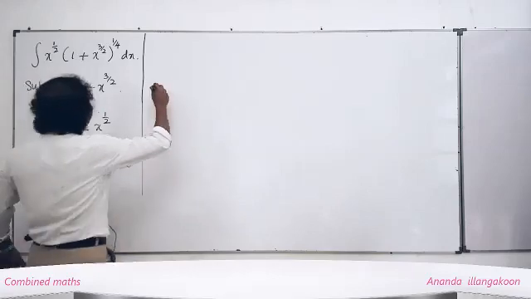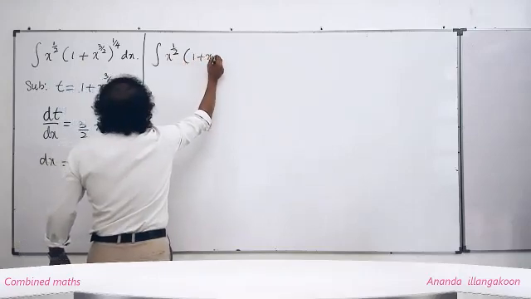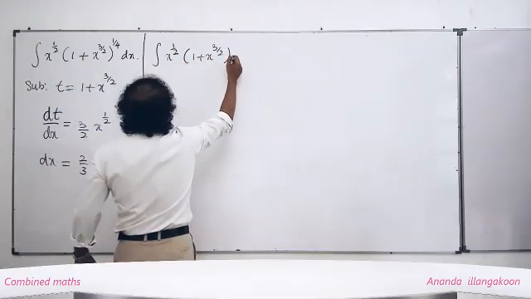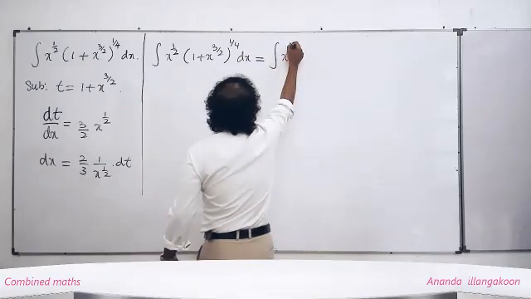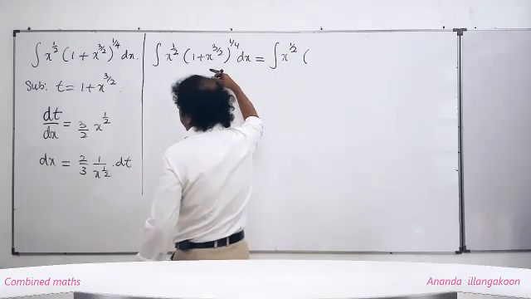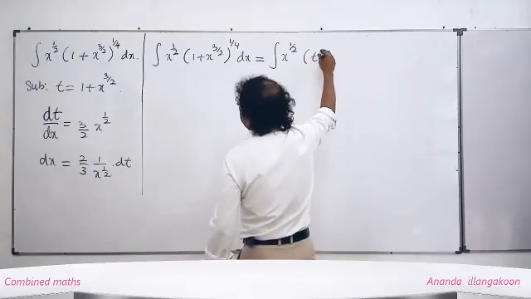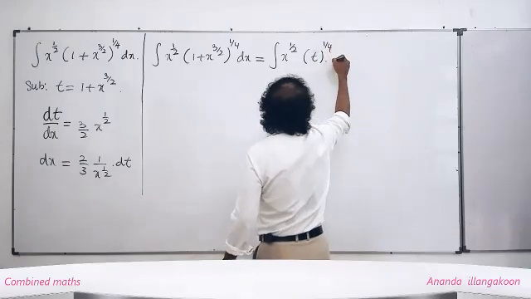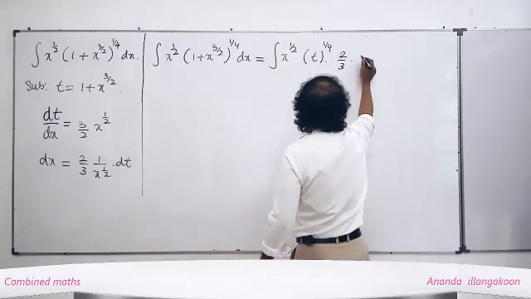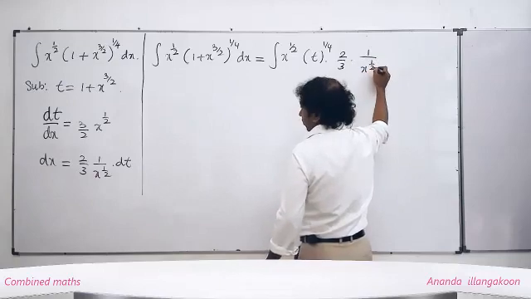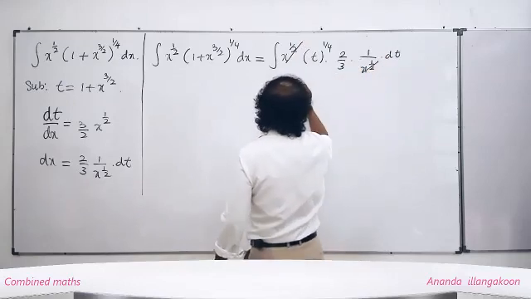Take that here. 3 by 2 to the power 1 by 4 dx is equal to x to the power half, 1 plus x power 3 by 2 is t, and that to the power 1 by 4, and dx is 2 by 3 dt. This 2 we can cancel now. Take this 2 by 3 out.